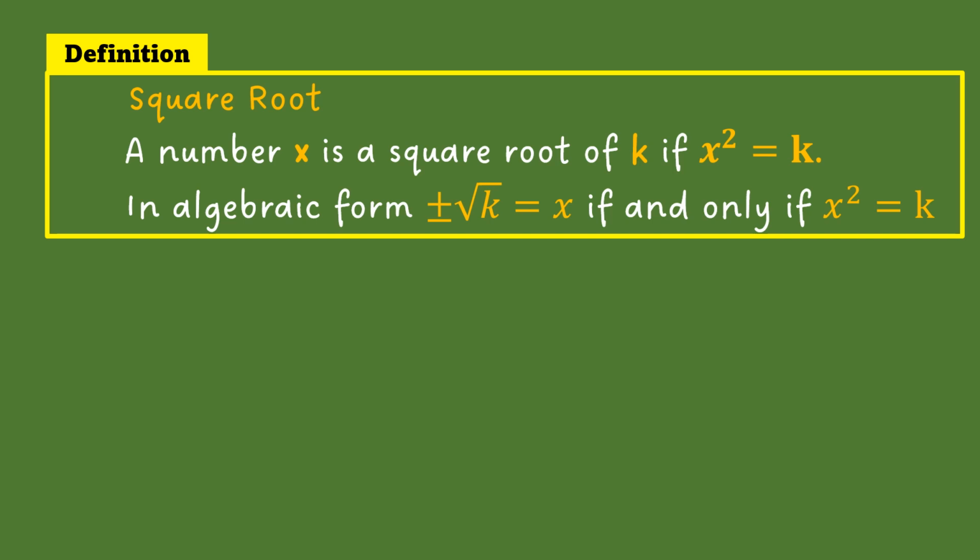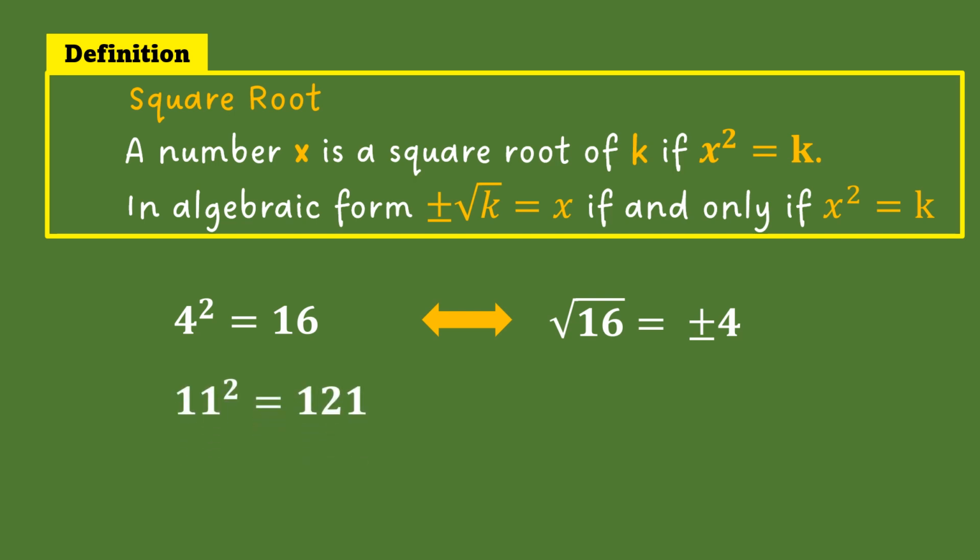Let us define square root. A number x is a square root of k if x squared is equal to k. In algebraic form, positive negative square root of k is equal to x if and only if x squared is equal to k. Let us take, for example, 4 squared is equal to 16, if and only if the square root of 16 is equal to positive negative 4.